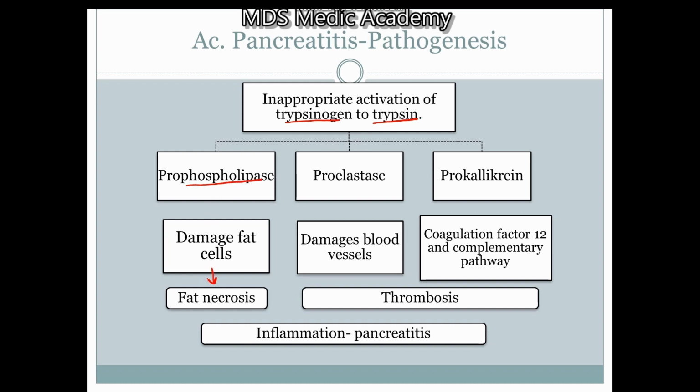inside the pancreas. So once there is fat necrosis, it releases certain cytokines and inflammatory chemicals inside the blood, which give rise to inflammation and result in pancreatitis. Next there is proelastase, which is converted into elastase, and it damages the blood vessels. This elastase enzyme damages the elastin protein found inside the blood vessels. Next there is prokallikrein, which is converted into kallikrein, and it activates coagulation factor 12 and the complement pathway, resulting in thrombosis. So all these factors including fat necrosis, damage to the blood vessels, and thrombosis result in the inflammation and acute pancreatitis.